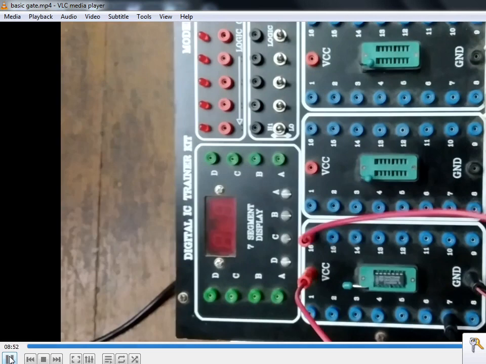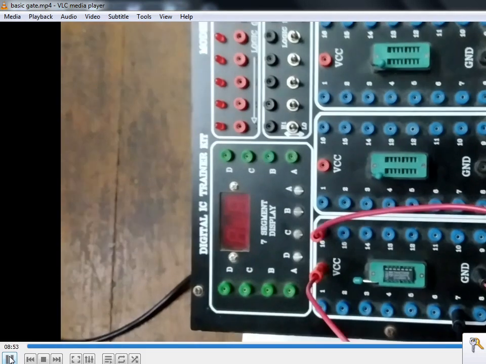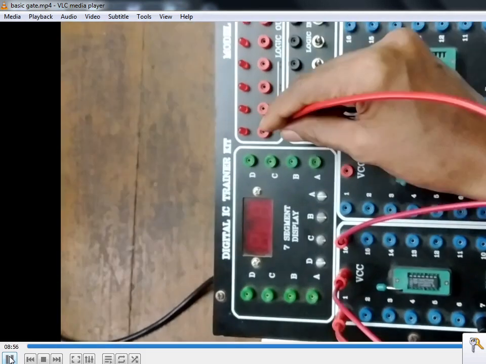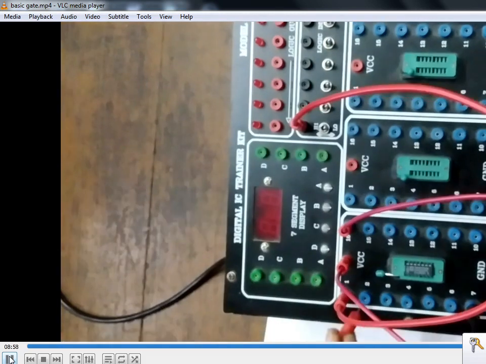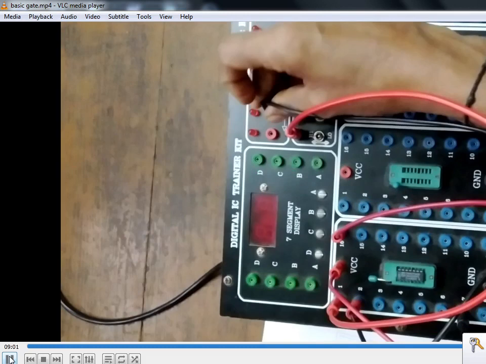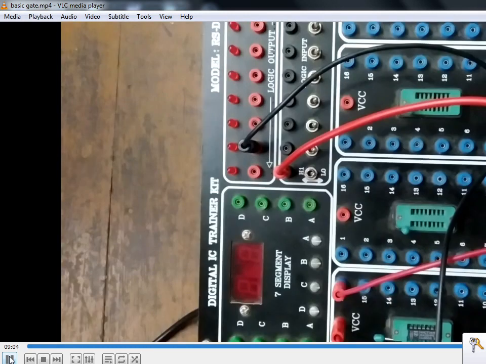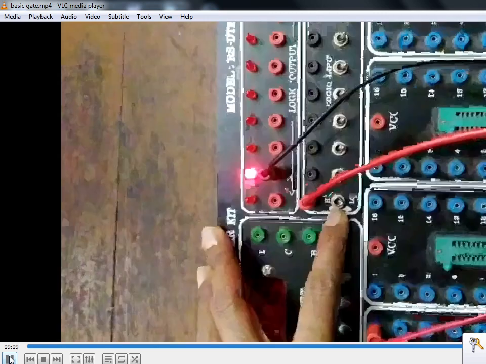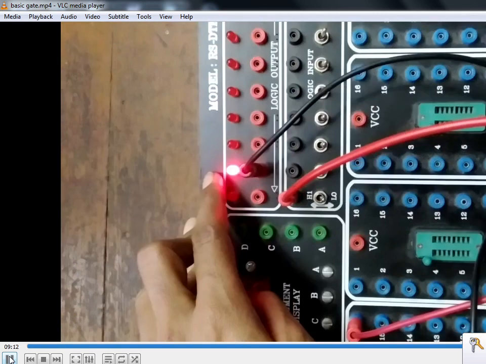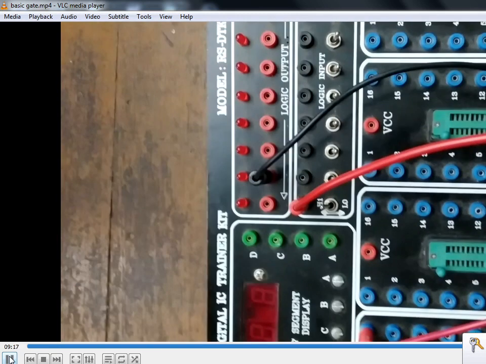Pin number 1 is connected to the input terminal. Anywhere you can connect. And pin number 2 is connected to the output terminal. Switch on the IC trainer. I am applying the input. Now the input is 0, output is 1, that is, the LED is glowing. I am changing the state of the input, that is 1, output is 0.